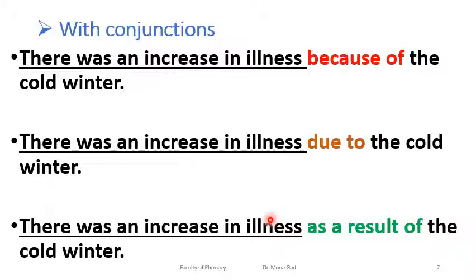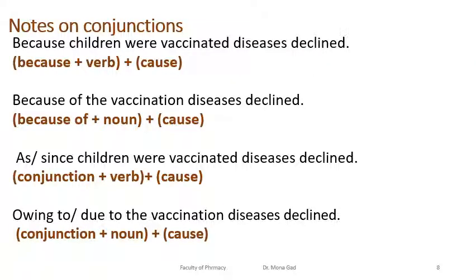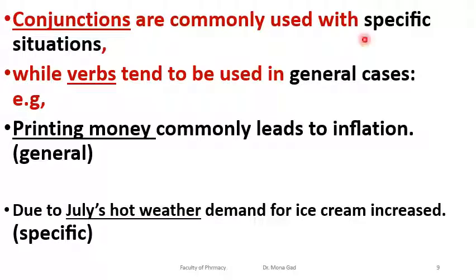So it's clear now. If I want to put the emphasis on the cause, I start with the cause. If I want to put the emphasis on the effect, I start with the effect, whether using verbs or conjunctions. Here, these are some different ways of writing using conjunctions. Note that conjunctions are commonly used with specific situations, while verbs tend to be used in general cases. What does it mean? Let's see the examples to understand.